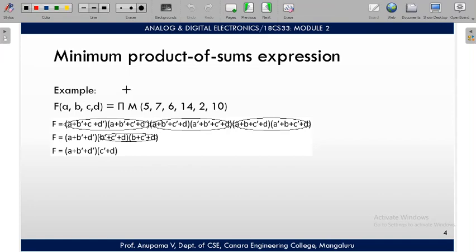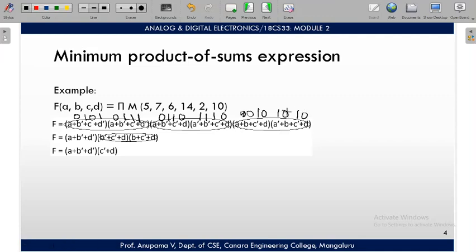Given equation is f of a, b, c, d is equal to pi of maxterms 5, 7, 6, 14, 2, 10. Now, let us expand this into algebraic form. That is, convert the decimal numbers given in the expression into equivalent binary. 5 is 0101, 7 is 0111, 6 is 0110, 14 is 1110, 2 is 0010. Similarly, 10 is 1010.